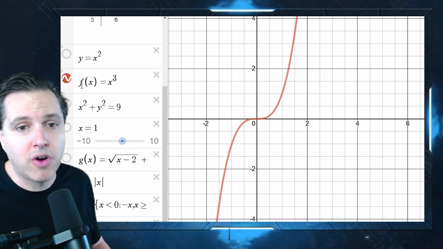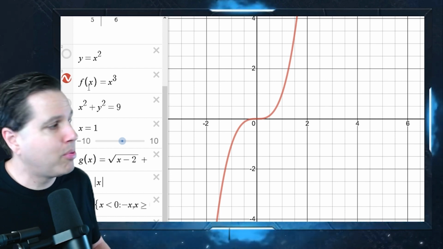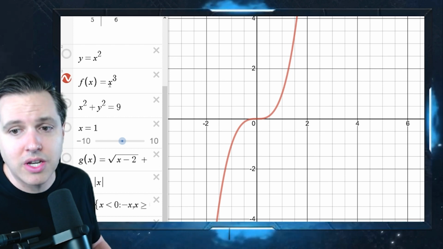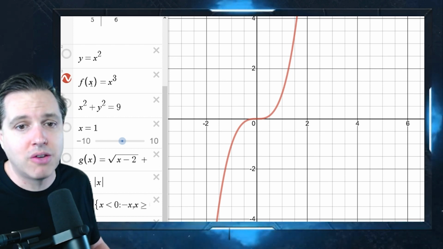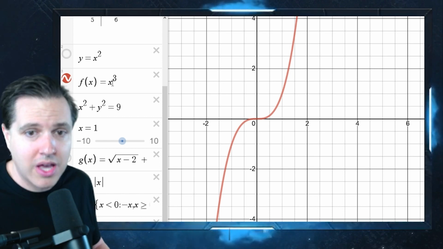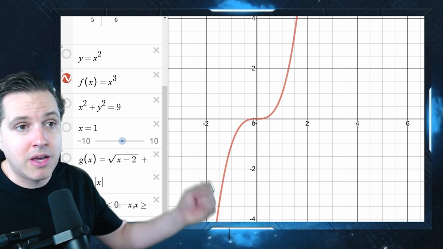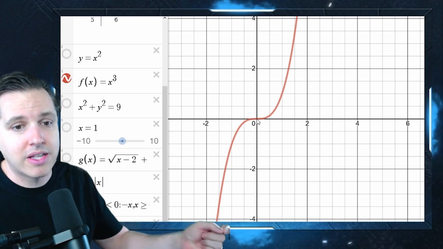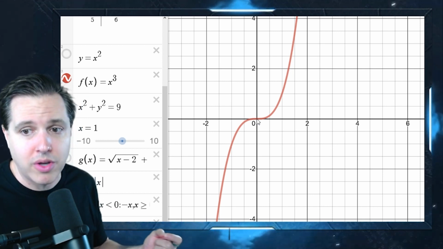And all you do here with function notation is you take an input, whatever number you're putting in, you just substitute it in for x. So we can see if we put 0 in for x here, we end up with an output of 0. So the input is 0, the output is 0. That gives us the point (0, 0). And we can see that our function goes right through the point (0, 0).